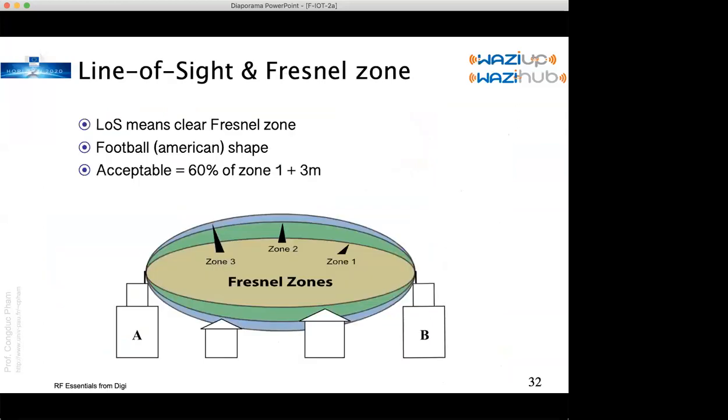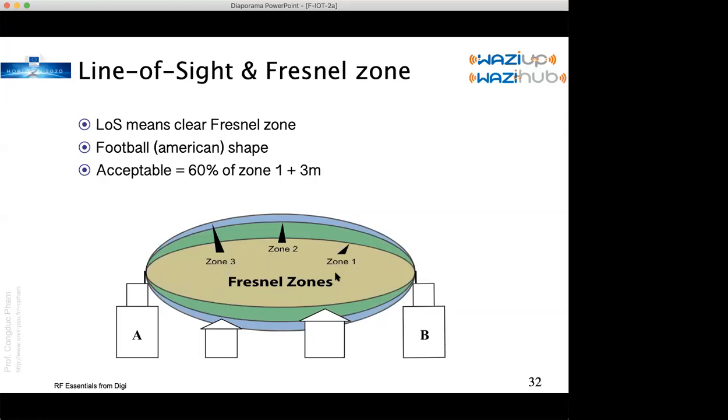One thing that I just want to add is a lot of people think that when we say a clear transmission, like a line of sight transmission, if you draw a straight line between this antenna and this antenna, and if there's nothing in between, then you have what we call a clear path, a line of sight. It's not that true. Actually, in every wireless transmission, you have what we call the Fresnel zone. It's like an American football shape like this, okay?